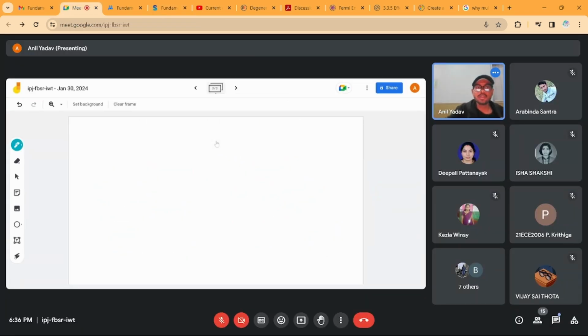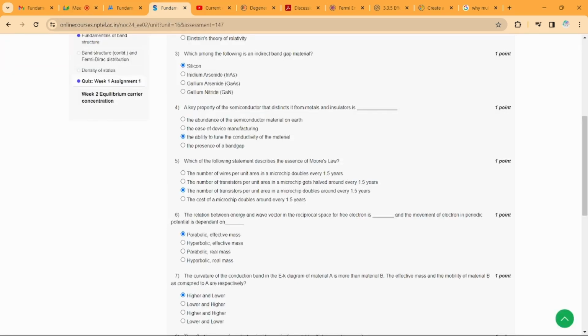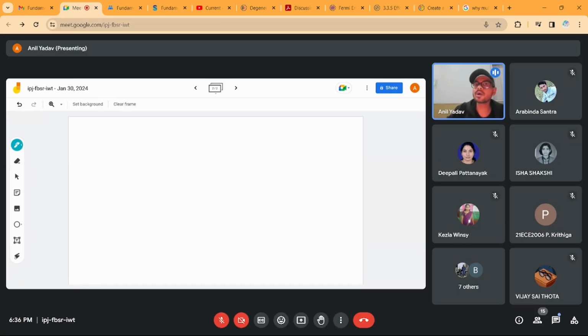Okay, the second question is: which among the following is an indirect band gap? Do you understand what direct band gap and indirect band gap semiconductors are? Actually, I will explain what direct and indirect band gap semiconductors are. Do you know the E-K diagram? Okay, I will explain the E-K diagram.